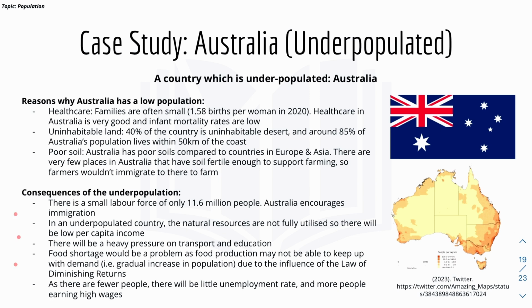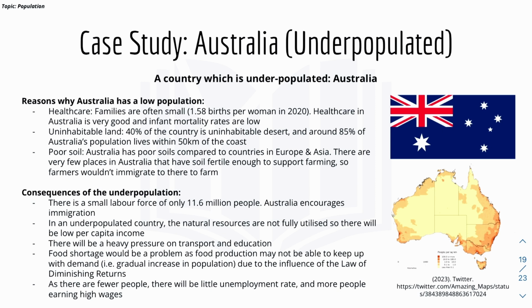And here are some consequences of the underpopulation. This means that there's only a small labor force in Australia, and the natural resources are not fully utilized in the country, so there will be a low per capita income. And there will be heavy pressure on transport and education, and food shortage will be a problem as food production may not be able to keep up with the demand.